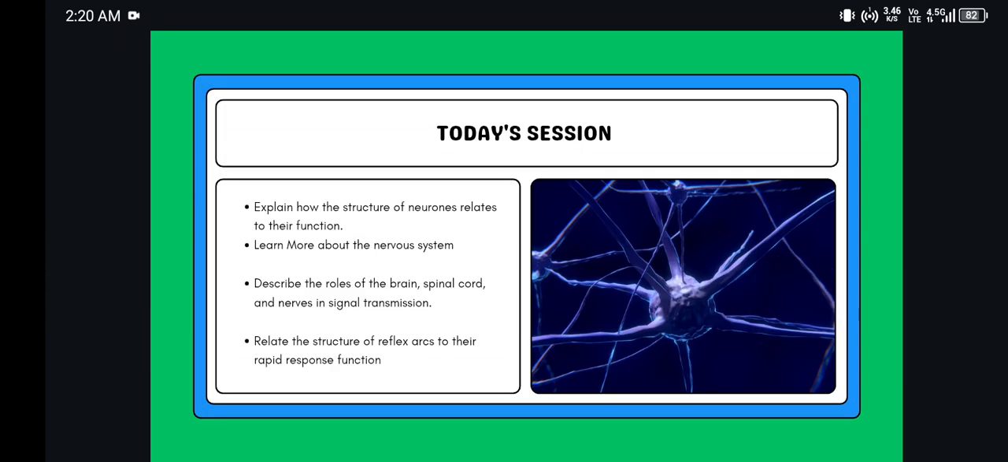In today's session, we will explain how the structure of neurons relates to their functions. We will learn more about the nervous system. We'll describe the role of the brain, spinal cord, and nerves in signal transmission, and we'll relate the structure of the reflex arcs to their rapid response functions.